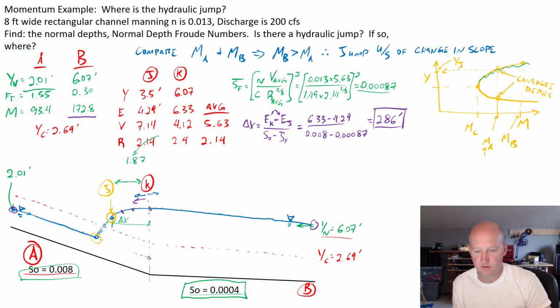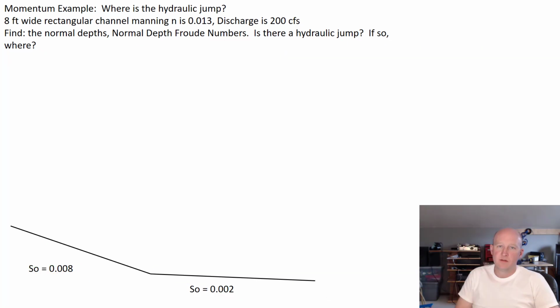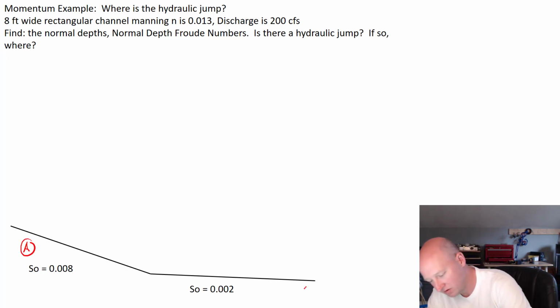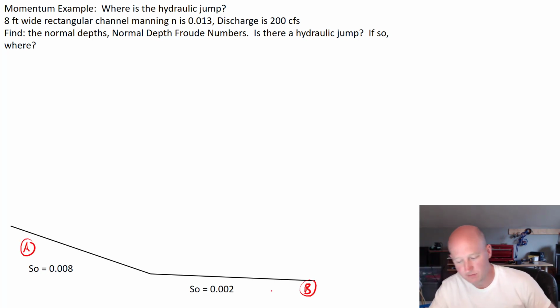So this is a first example, but we're going to do the next example and change the downstream slope, which will end up moving the hydraulic jump downstream. So this is the same upstream slope, but it's got a different downstream slope. So we'll get to reuse some of the info from the last example, but we do need to figure out what's going on downstream. Let's go ahead and we'll call this section A again. This will be section B again.